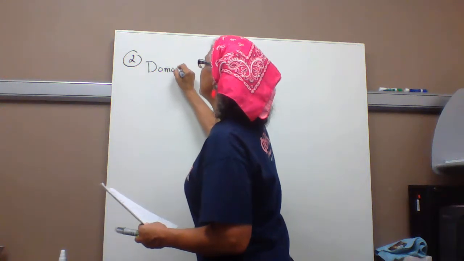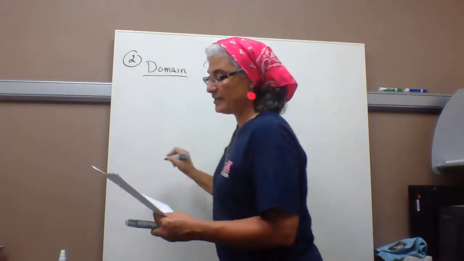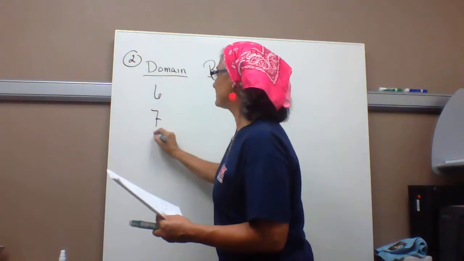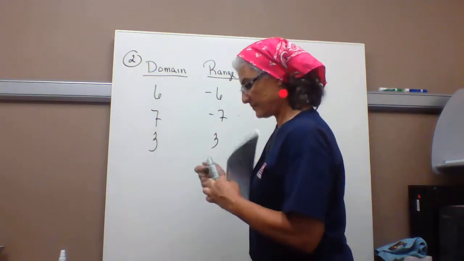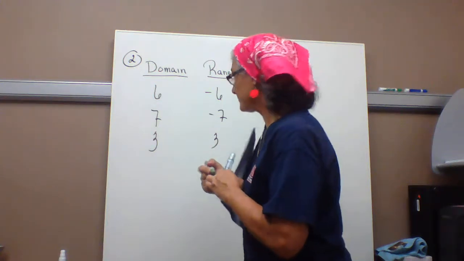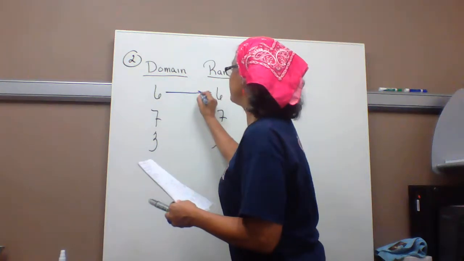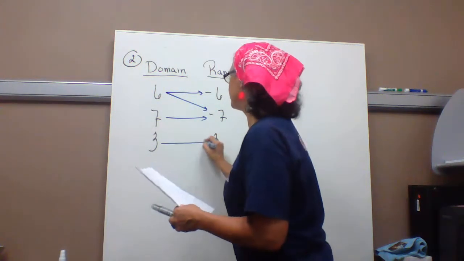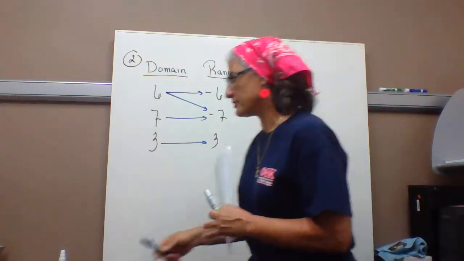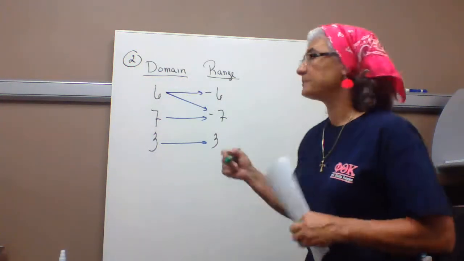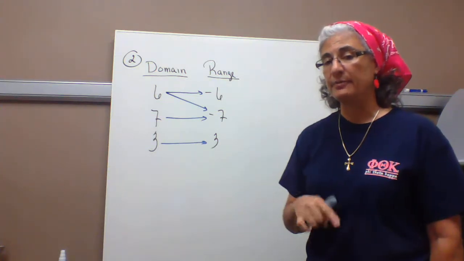I'm going to put the domain on this side. I'm going to put the range on this side. And in the domain we have these numbers. And in the range we have these numbers. And so, those arrows tell me which of those inputs go to which of those outputs. So, let's take a look. According to the definition, every input's only supposed to have one output if it's going to be labeled a function.